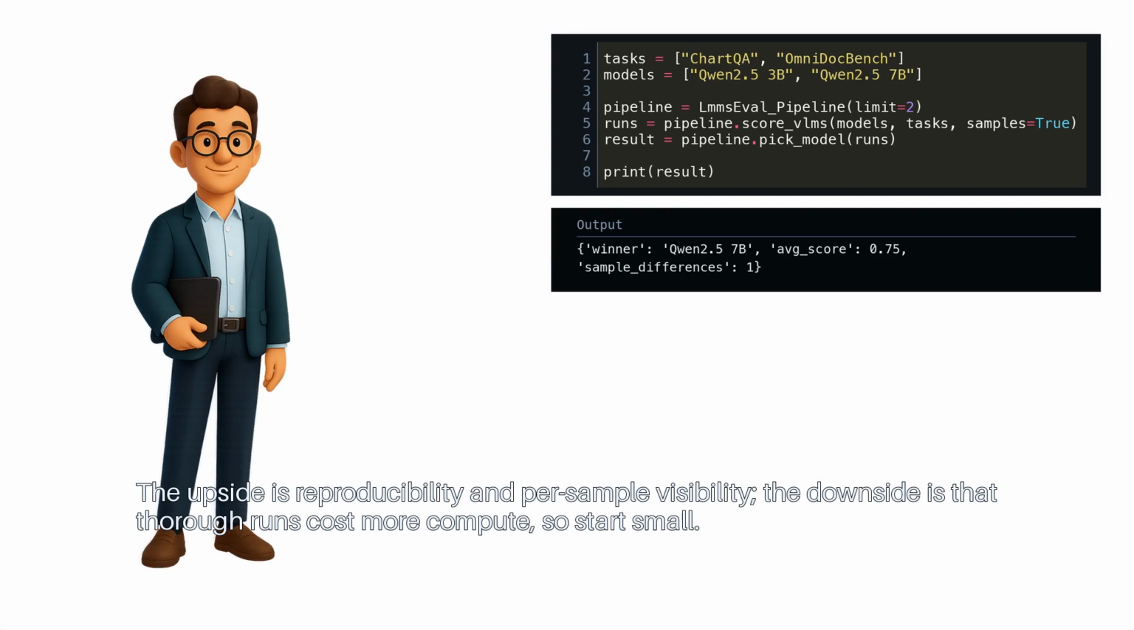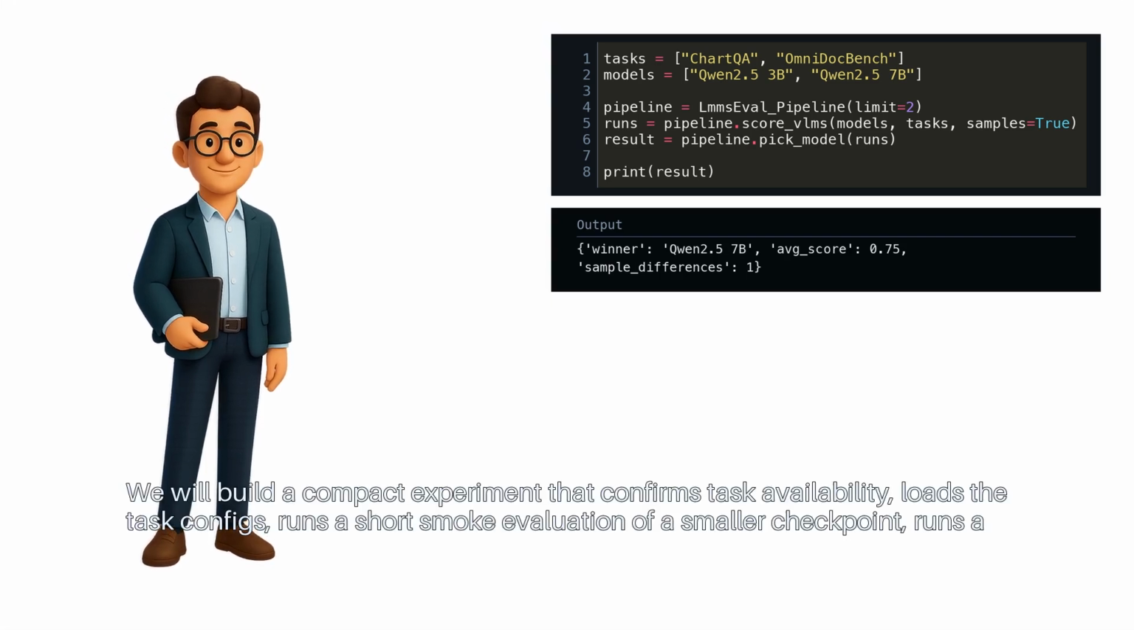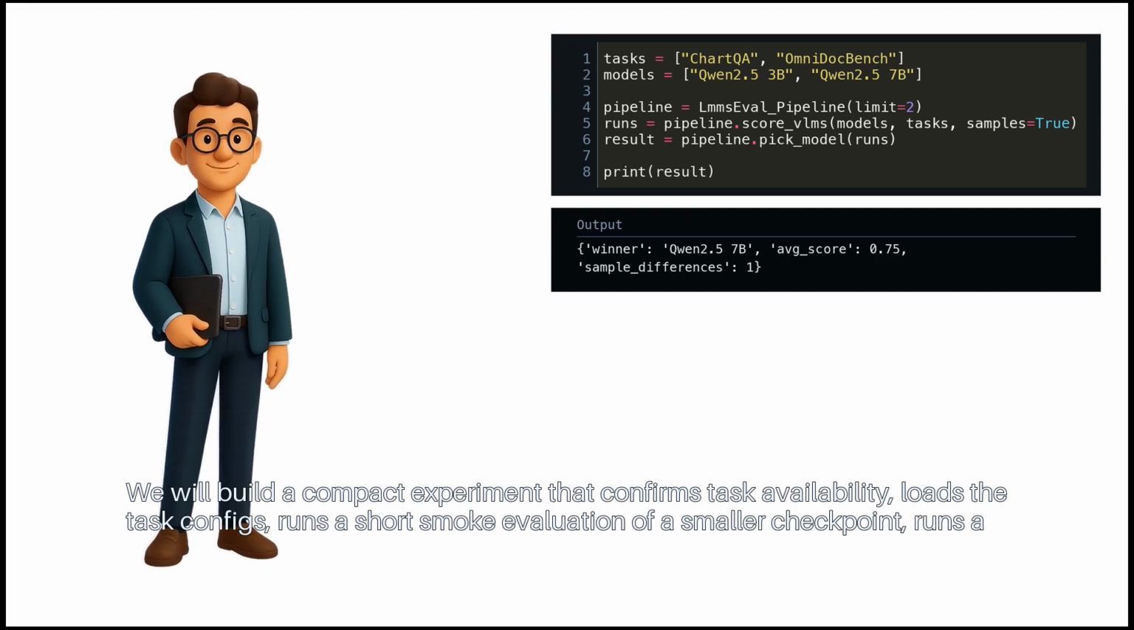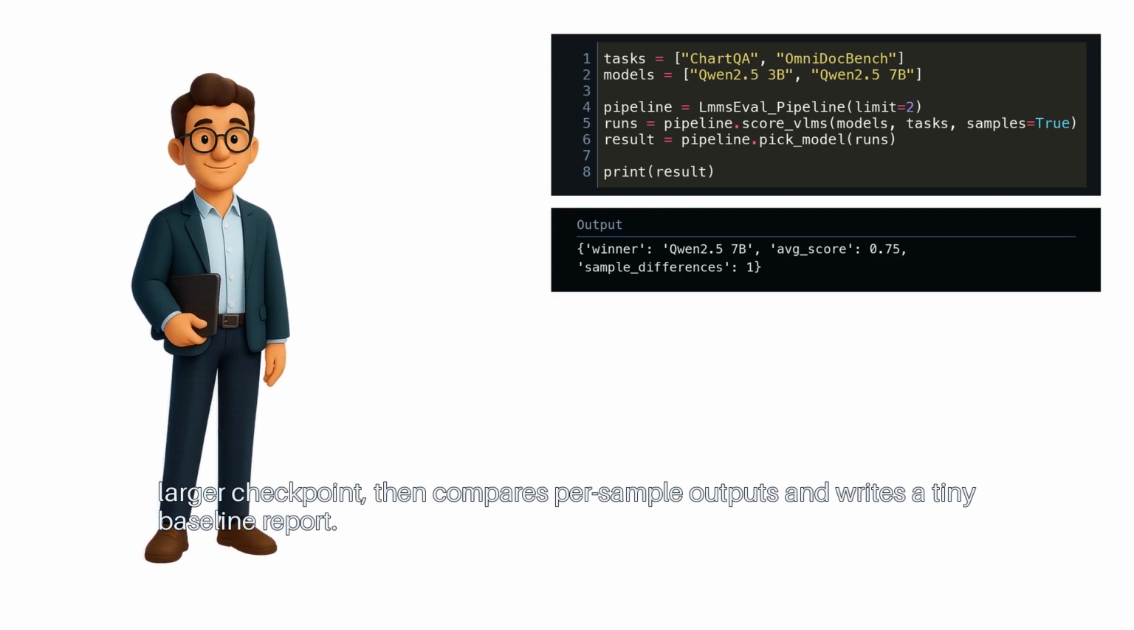The upside is reproducibility and per sample visibility. The downside is that thorough runs cost more compute, so start small. We will build a compact experiment that confirms task availability, loads the task configs, runs a short smoke evaluation of a smaller checkpoint, runs a larger checkpoint, then compares per sample outputs, and writes a tiny baseline report.